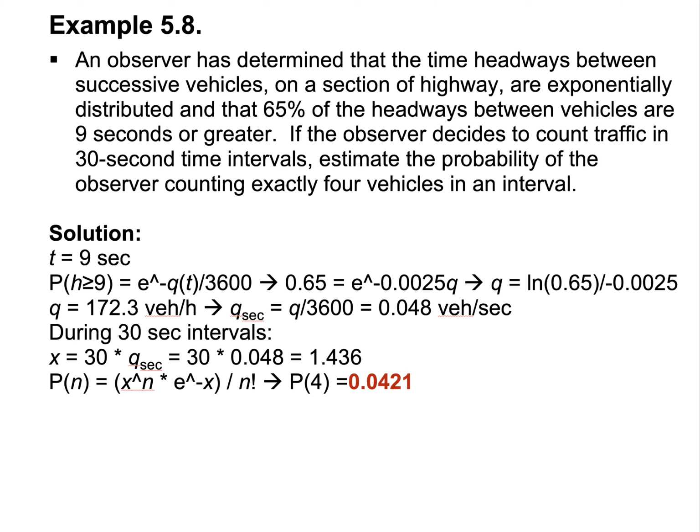So with a time interval of 30 seconds, x equals 30 times q measured in seconds, which is 30 times 0.048, or 1.436. So p of n, in this case p of 4, is x to the n times e to the minus x, divided by n factorial, or 0.0421.